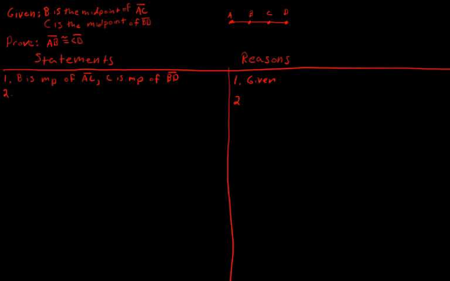That is, segments AB and BC. So segment AB must be congruent to segment BC. And C is the midpoint of BD. That means that C is that same thing for BD. In other words, we create two segments that are the same length. BC is congruent to CD.